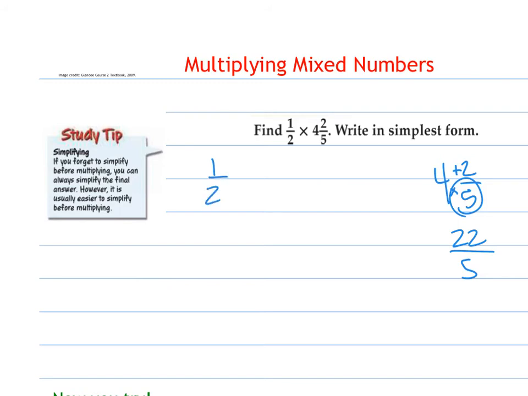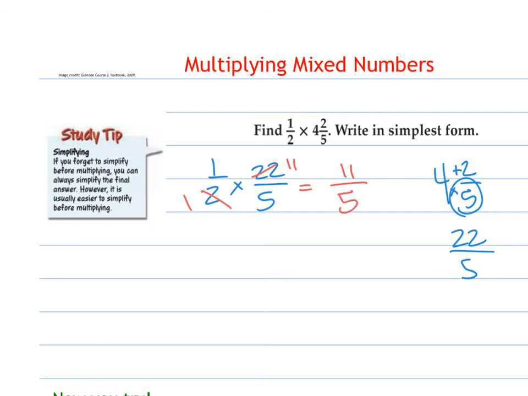Now, 1/2 times 22 over 5. I'm going to look for shortcuts here. I know 2 and 22 can both be divided by 2. 2 divided by 2 is 1. 22 divided by 2 is 11. 1 times 11 is 11. 1 times 5 is 5.